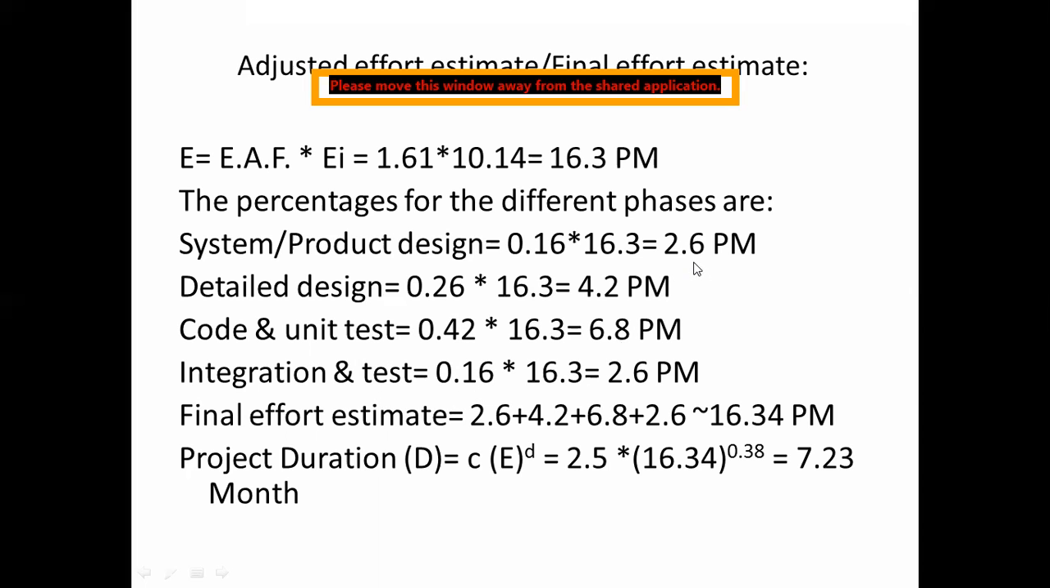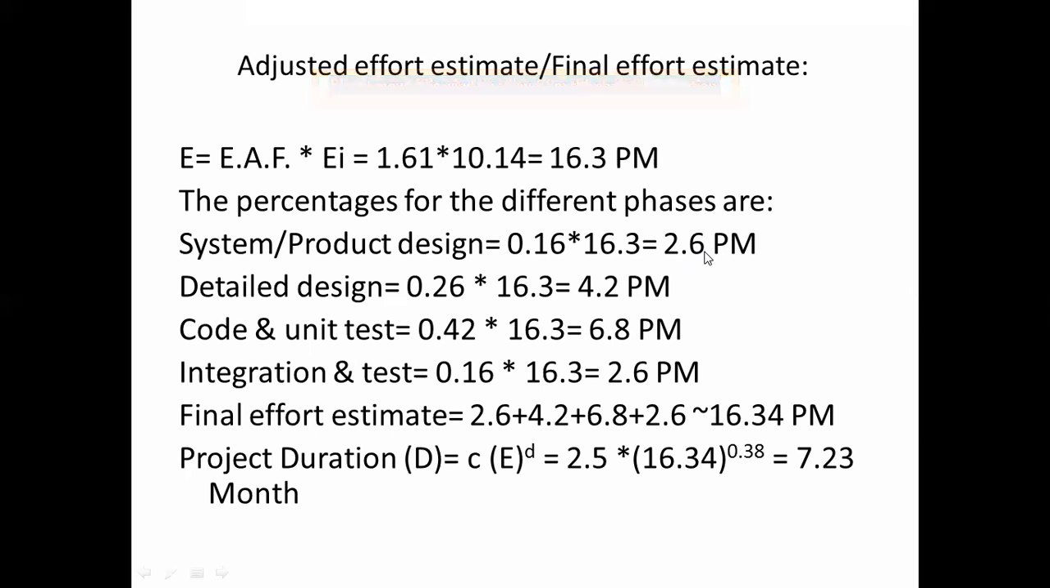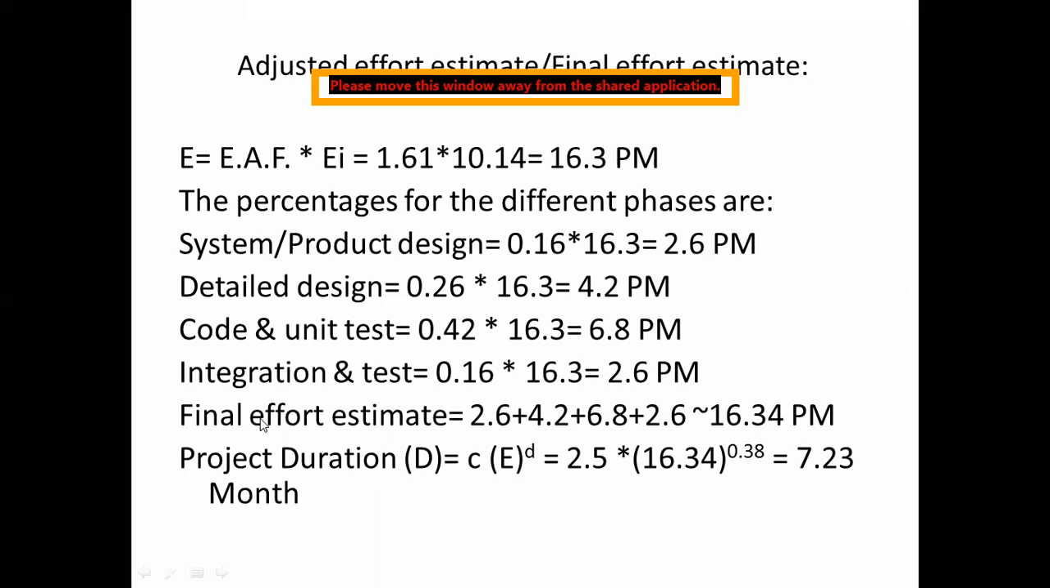Now you can calculate the phase wise distribution of effort. This will come 2.6, again after multiplication 4.2, again 6.8, 2.6. Okay, then you can also add all these terms phase wise: 2.6 plus 4.2 plus 6.8 plus 2.6, and it will come 16.34. So this is called the final effort estimate. But you have already calculated directly from the formula 16.3.